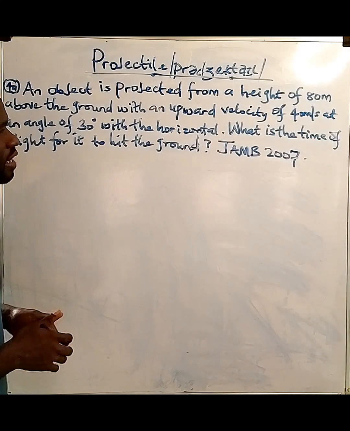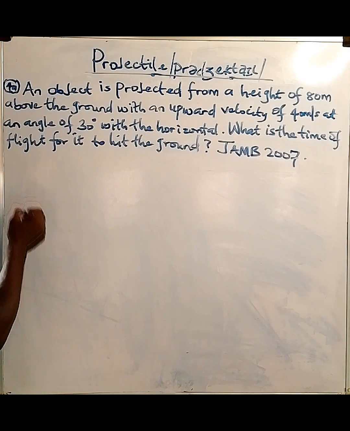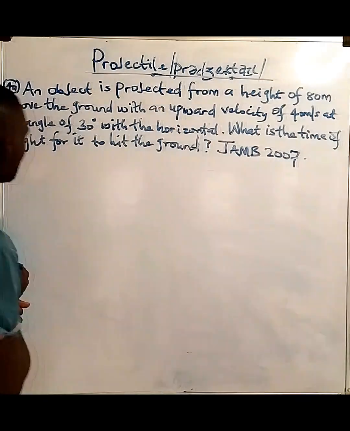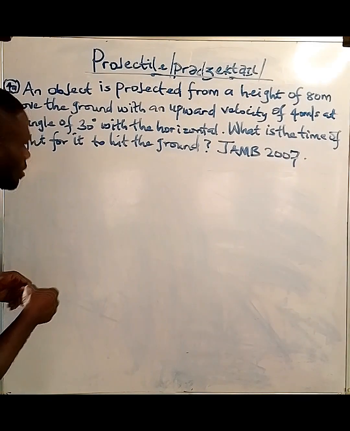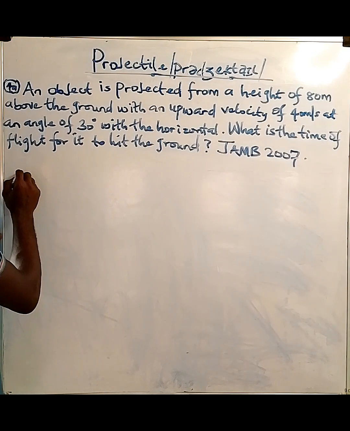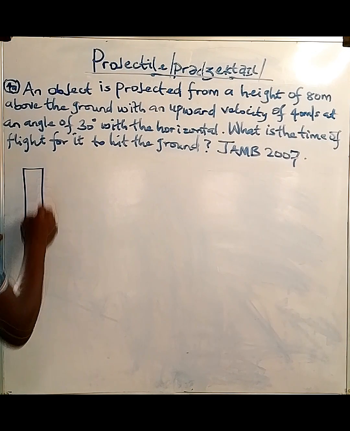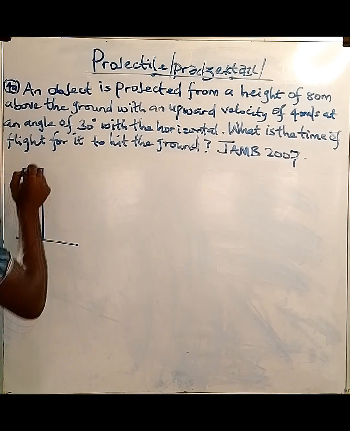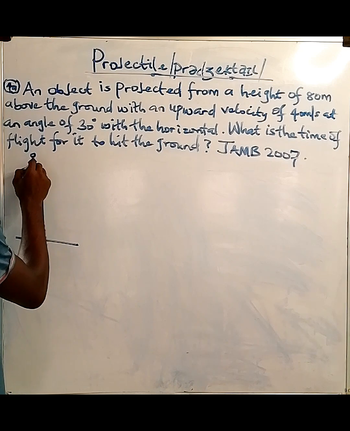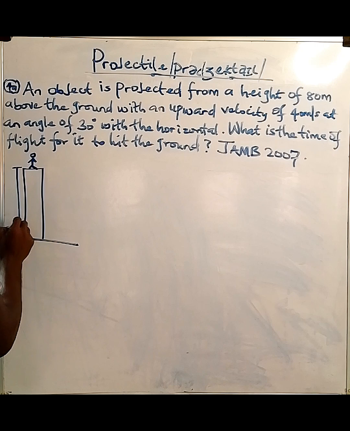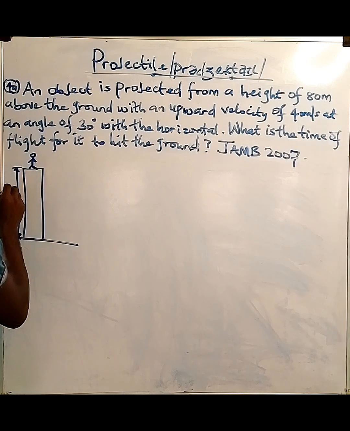An object being projected from the height of a building. So let's get a picture first. The building could be from the height of 80 meters. It could be a building, it could be anything. But let's assume that this person stayed on the building. We are not told that it was a building, but any elevated surface. It could be a building, it could be a mountain, it could be whatever. So the person stays here and projects an object, 80 meters above the ground.